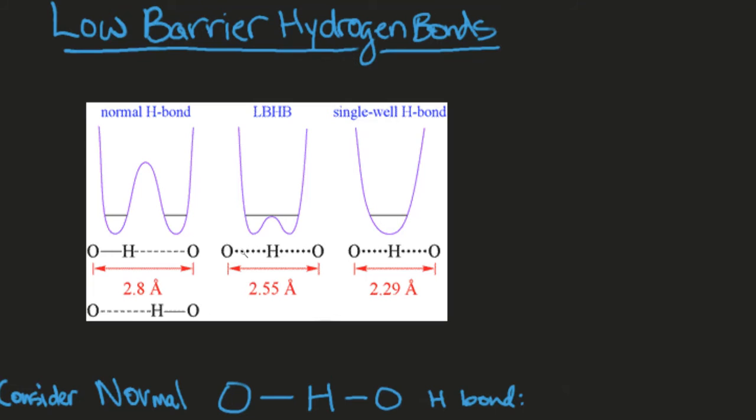The pKa's for here, the pKa's for these two oxygens are very different. Here, they're almost exactly the same. Okay? So that LBHB formation releases energy. Enzymes use that energy to drive reactions forward.